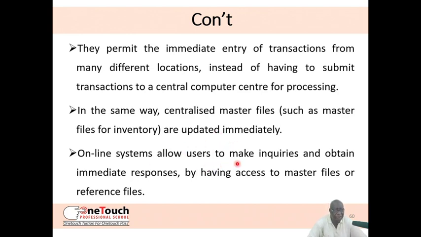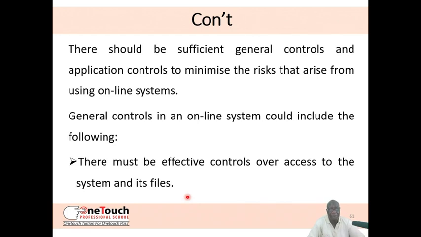Online systems allow users to make inquiries and obtain immediate responses. You can make inquiries and the results will come to you by having access to master files or reference files. There should be sufficient general controls and application controls to minimize the risk that arises from using online systems. So as an auditor, your duty is to find out if there are sufficient controls in place to minimize the risks that arise from using online systems.